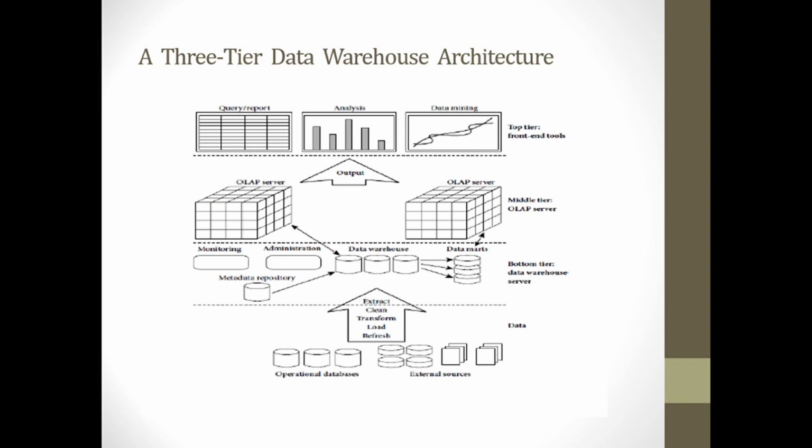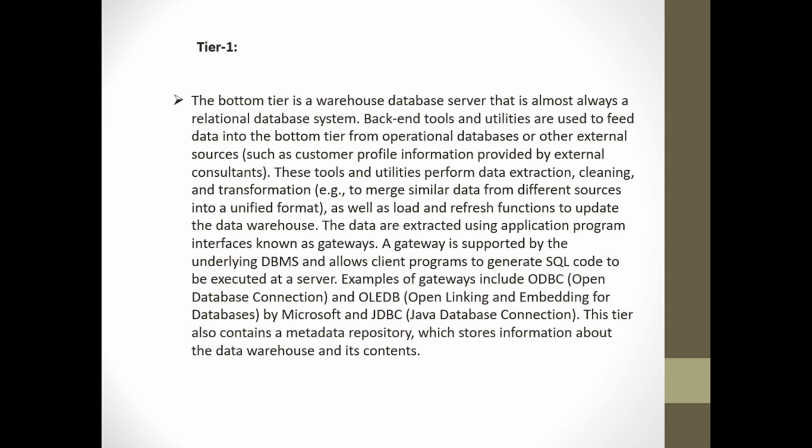Next, let's see three-tier data warehouse architecture. So this diagram gives you a basic idea of three-tier data warehouse architecture. Then it has three tiers. One is tier 1, tier 2 and tier 3. Let's dig into it.